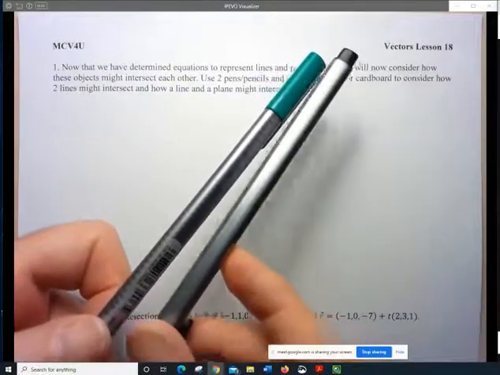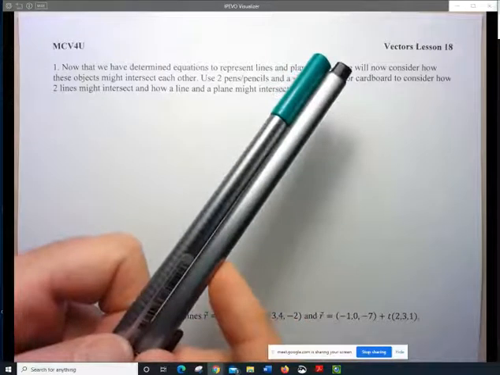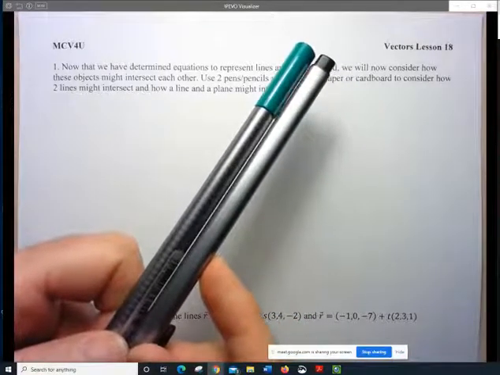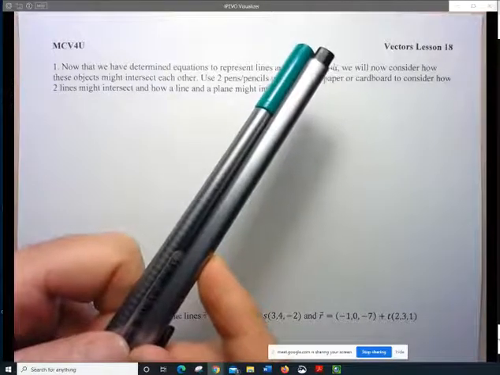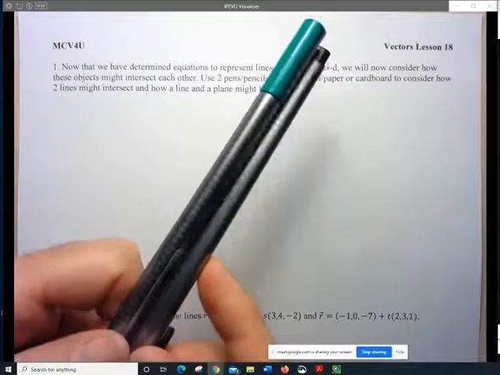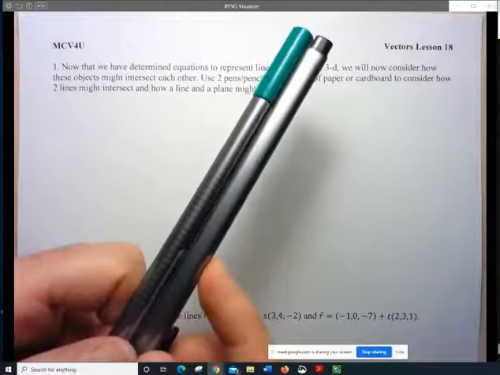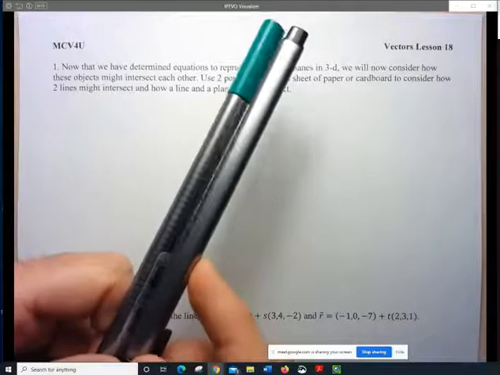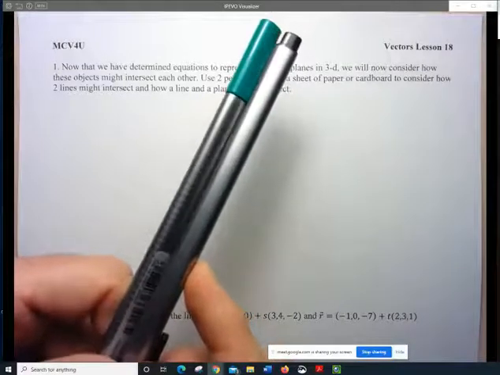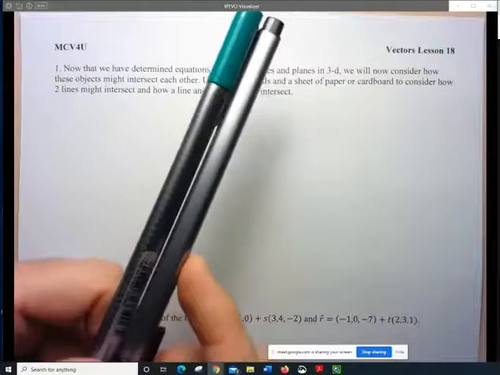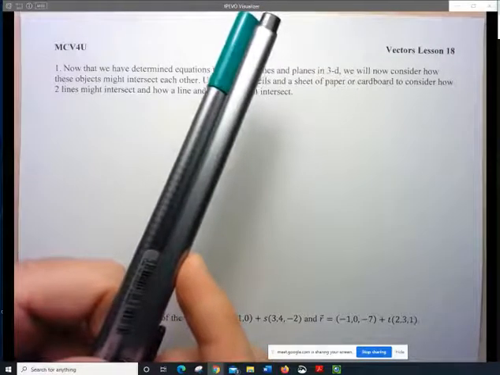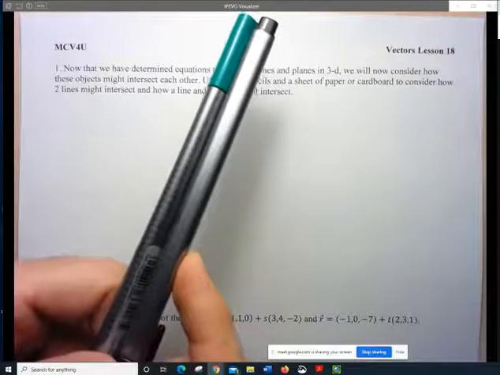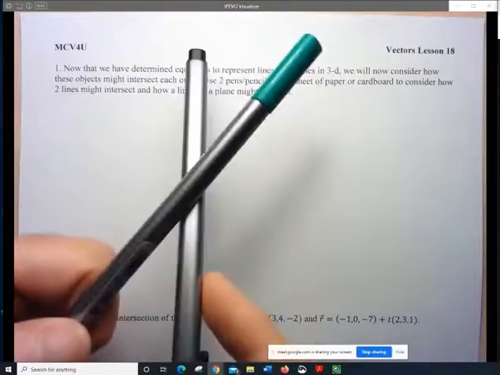They could represent the same line, meaning there are infinitely many points of intersection. You may remember that with a vector equation of a line, sometimes the equations might look different, but they actually represent the same line. Now we've got a new scenario, which we did not have in 2D, because in 2D those were your only scenarios: parallel and the same, collinear, parallel and distinct, or intersect at a point.